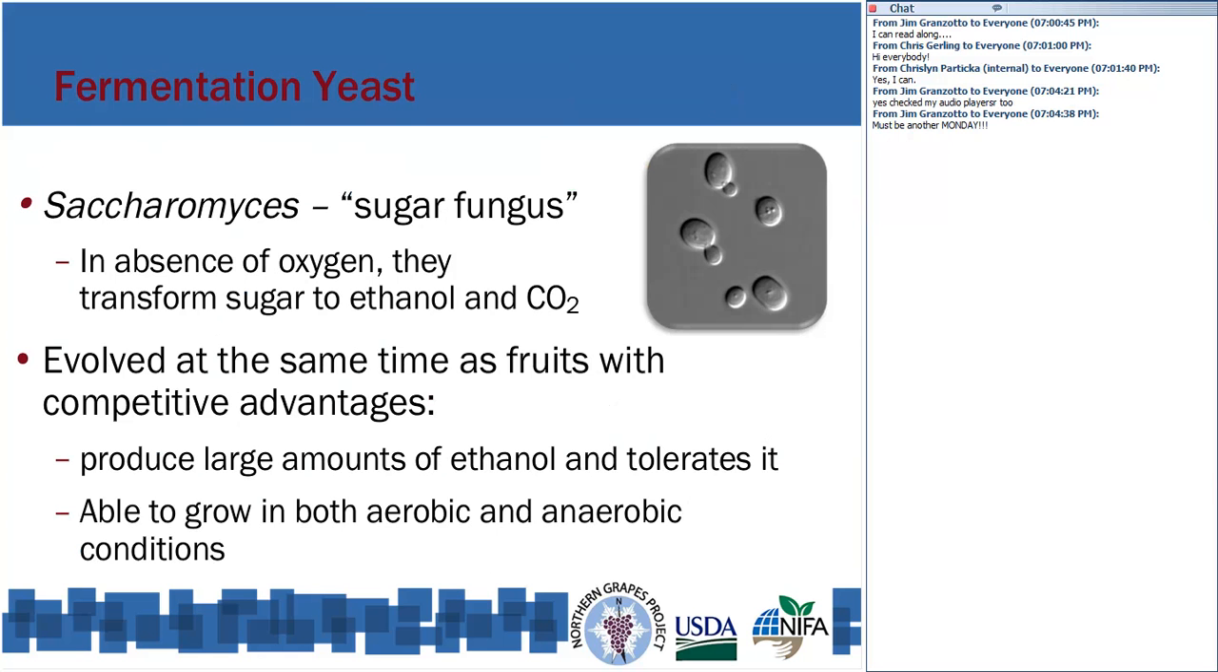So we know now that the main yeast involved in fermentation is Saccharomyces species, which literally means a sugar fungus, which highlights one of the most important characteristics of the yeast: in the absence of oxygen, it's able to transform sugar into ethanol and carbon dioxide. Through genetic evidence, we also know that it evolved about the same time as fruits evolved during the Cretaceous period. And it had this ability to produce large amounts of ethanol, and then they can also tolerate it. And it's able to grow in both aerobic and anaerobic conditions.